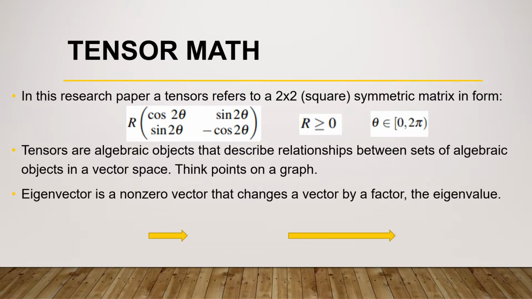into some math background. This research paper uses tensors, and the tensors in this research paper are referring to 2 times 2 symmetric matrices, so obviously it's a square matrix because it's 2 times 2. So, square symmetric matrices in this form over here, where r is larger than or equal to 0, and theta is bound by 0 and 2 pi. The definition for a tensor is that it's an algebraic object that describes relationships between sets of algebraic objects in a vector space. These algebraic objects could be other tensors, by the way.